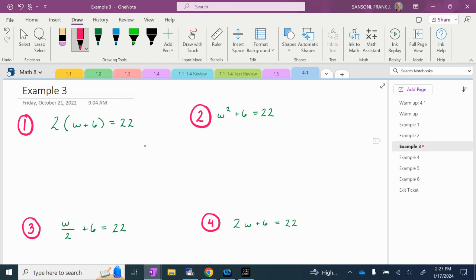So letter A says the sum of half a number and 6 is 22. The sum of half a number and 6 is 22. So which is the only one that takes half of a number? 3, right? Because if you're taking half of a number, what are you doing mathematically? You're dividing by 2, right?